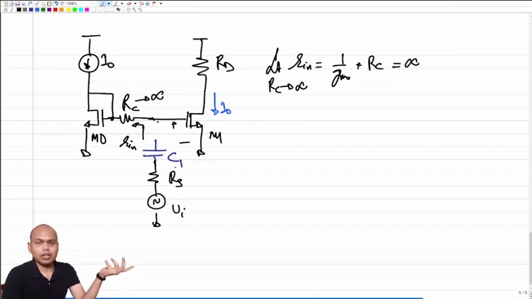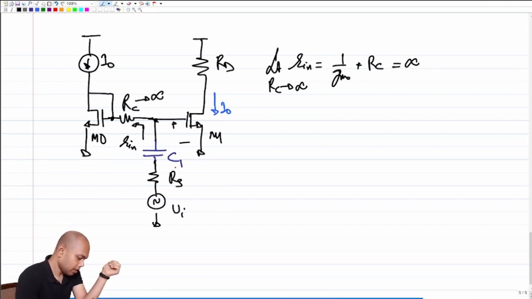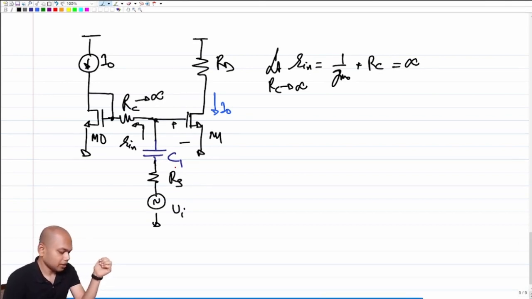So then we are all good to go, which means that I can essentially now connect the other side of the capacitor to the gate of M1 without having any problem. Correct? So now we are not loading the incremental source at all. Okay.